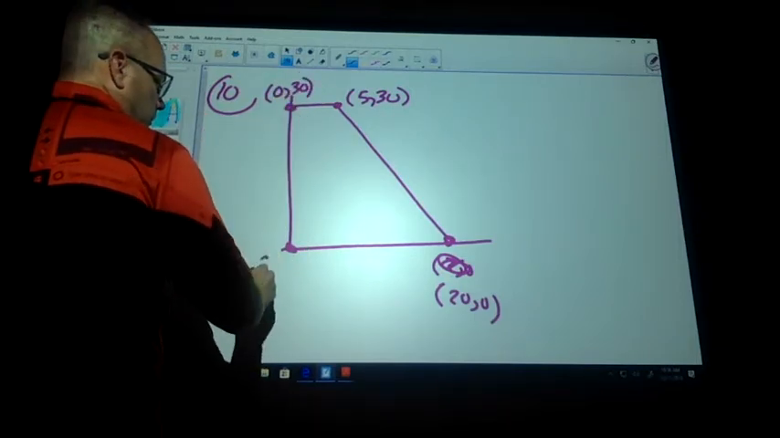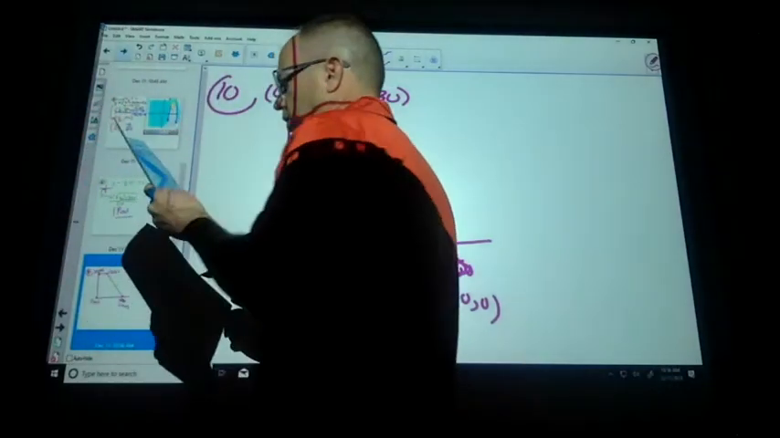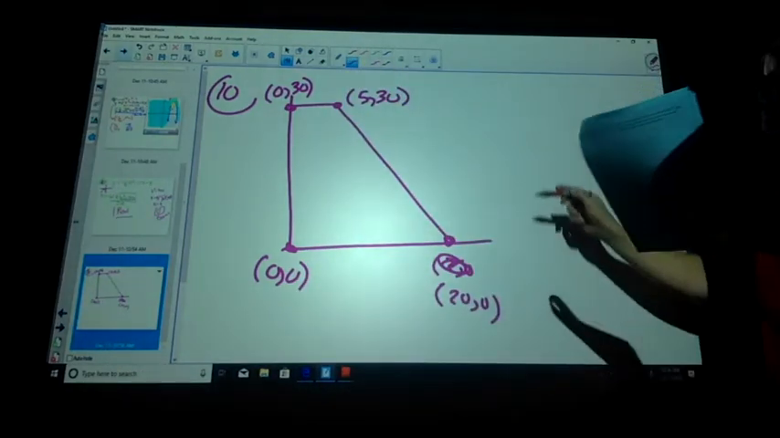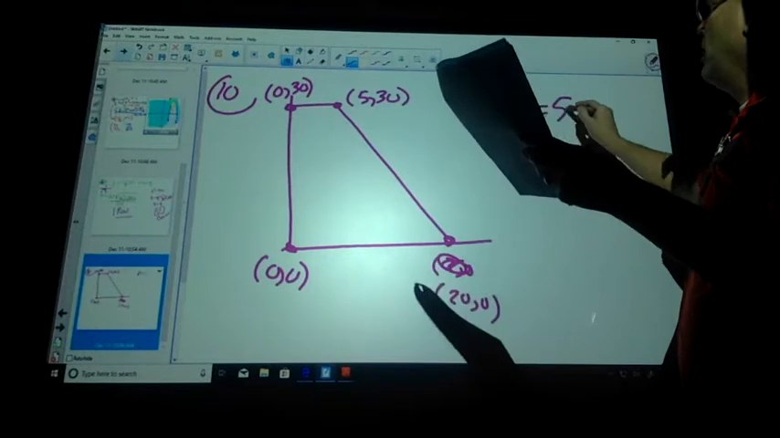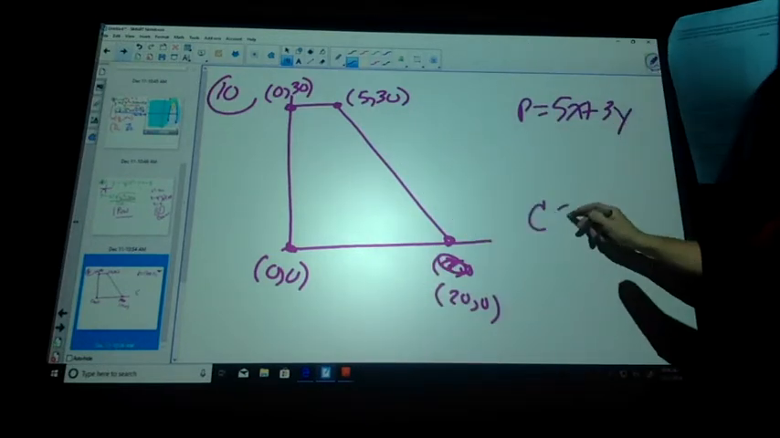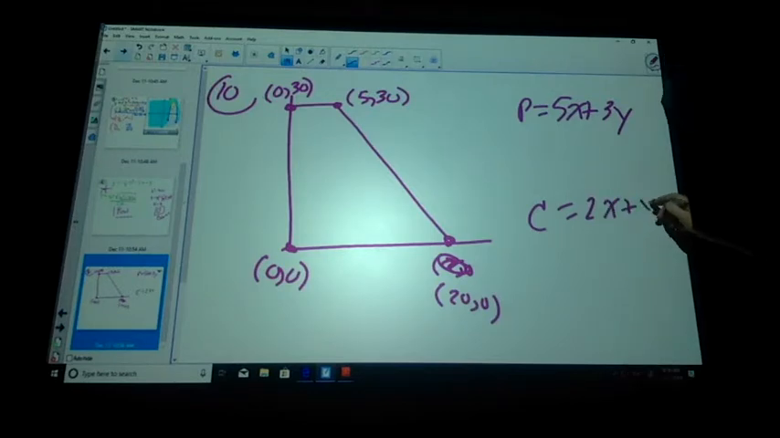And 0, 0. All right, Olivia, this is it. Those are my vertices. I just looked at the picture, and then I'm going to plug each of those x and y values into the profit equation, and then I'll plug them each into the cost equation. So you can have a minimum cost and a maximum profit. Cool. That's really how you do it.